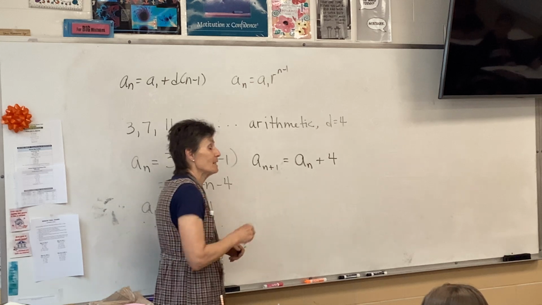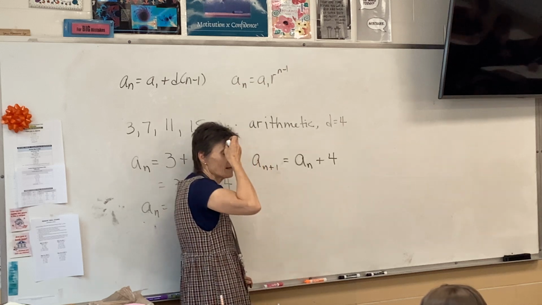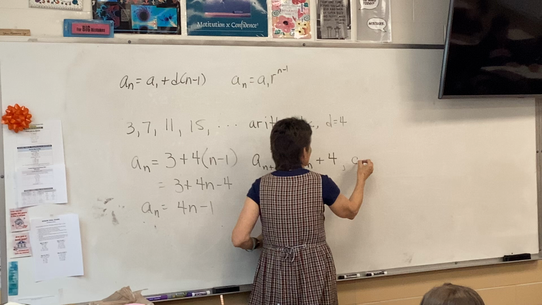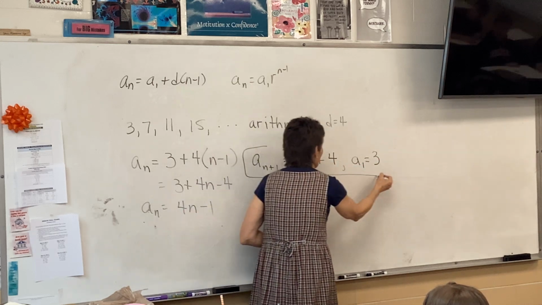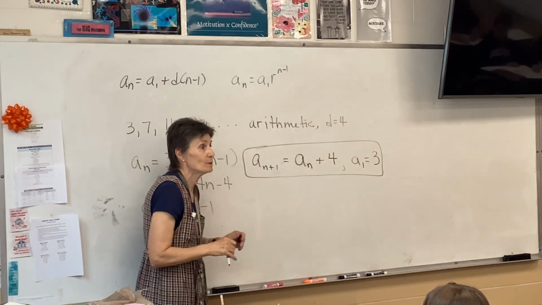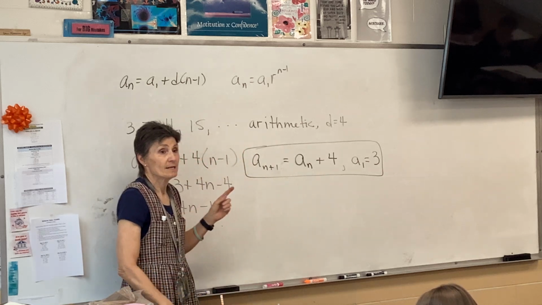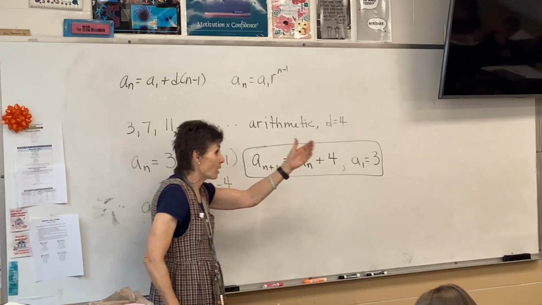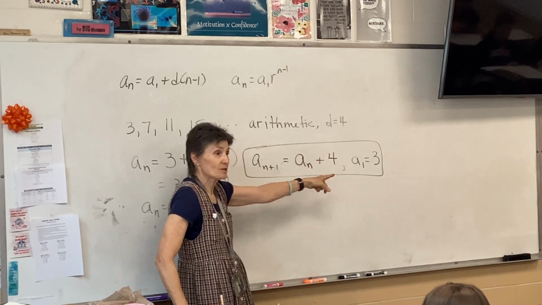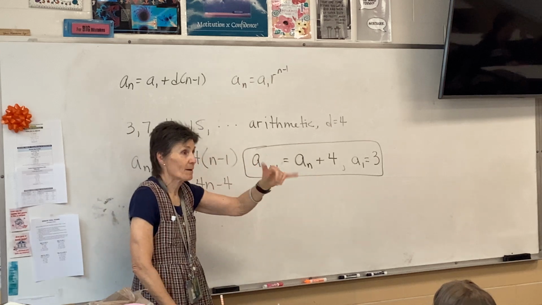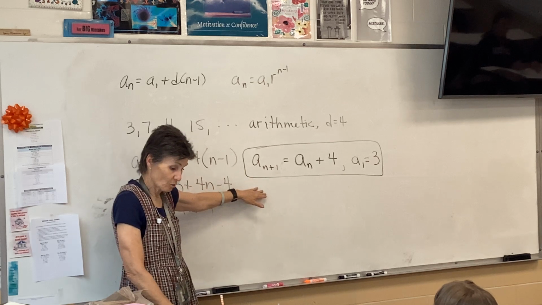Now, in order to use a recursive formula, you know you're adding 4, but you have to know where to start. So when you write a recursive formula, you have to include your starting point. Because all this does is tell us that we're adding 4. But I need to know what to add 4 to get started. So I'm gonna start with 3, and then I'm just gonna keep adding. What's that formula called? This is a recursive formula.